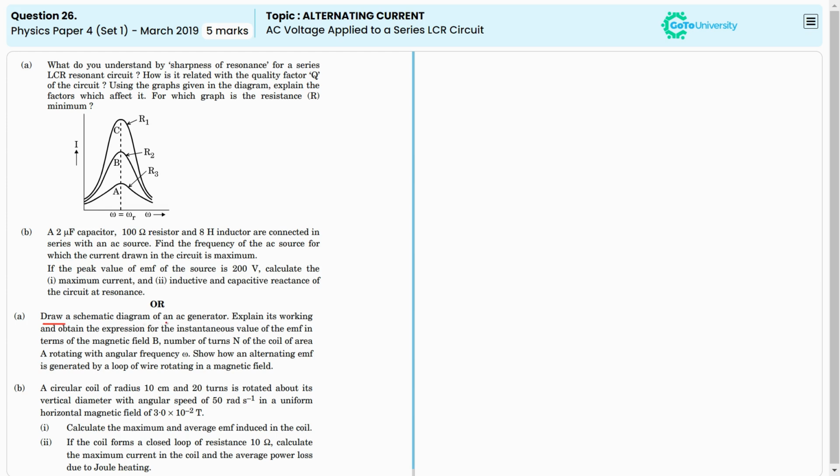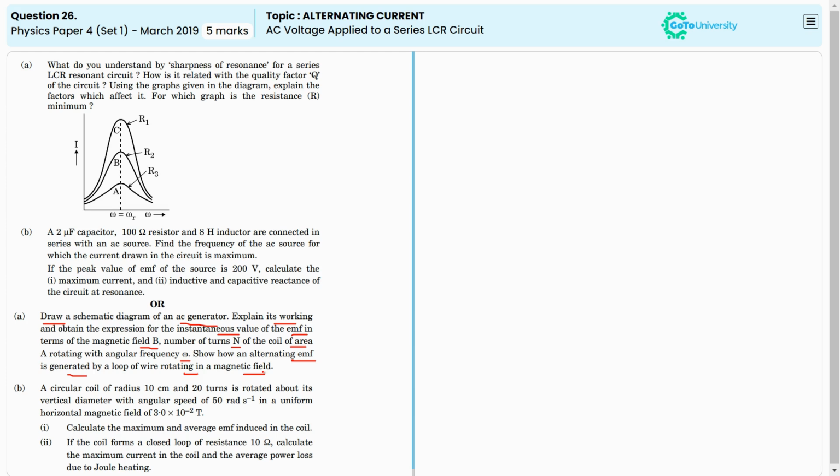Draw a schematic diagram of an AC generator, explain its working and obtain the expression for the instantaneous value of the EMF in terms of magnetic field B, number of turns N of the coil of area A rotating with an angular frequency ω. It shows how an alternating EMF is generated by a loop of wire rotating in a magnetic field.